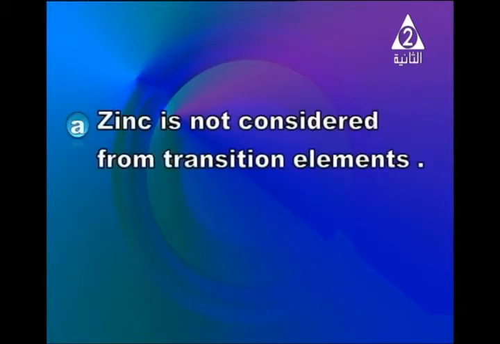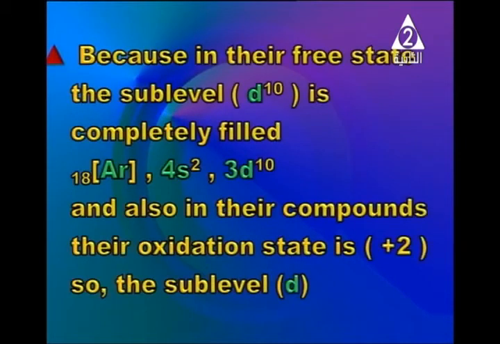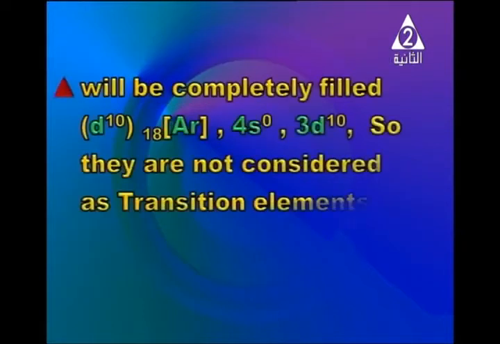Zinc is not considered a transition element. This is because in its free state, the d sublevel is completely filled with d10 electrons, as it has an electron configuration of argon 4s2 3d10. Also, in its compounds, its oxidation state is always +2. So the d sublevel is completely filled with d10 electrons, and therefore it is not considered a transition element.